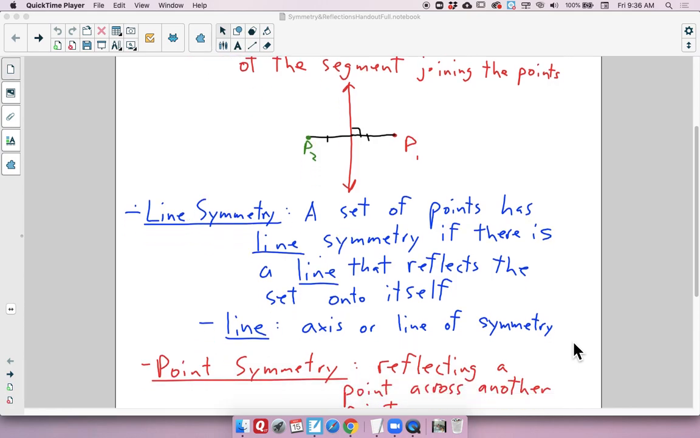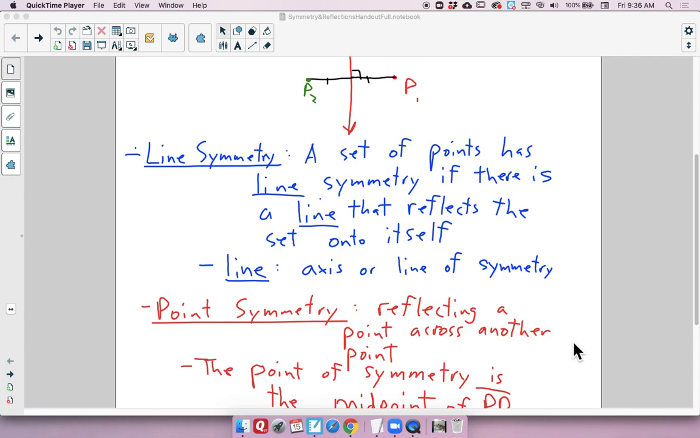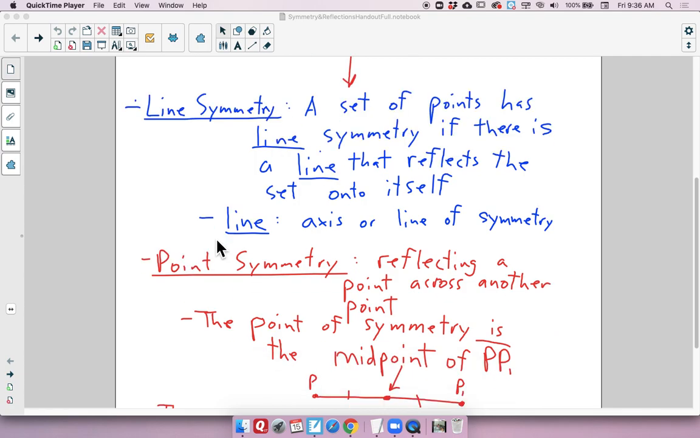So basically think of last year when you guys did parabolas, right? Remember how we always had that axis of symmetry? Well, that's exactly one of the ways that we can call this particular line that we're reflecting a set onto. So remember, if you had a parabola, you could fold half the parabola over onto the other half, and we called it the axis of symmetry. That's what line symmetry is. So basically that works for all different types of shapes, not just parabolas.